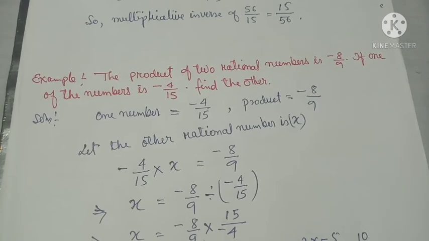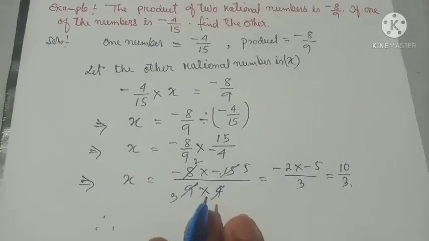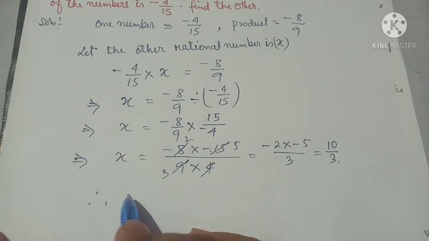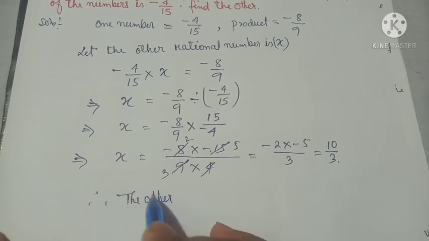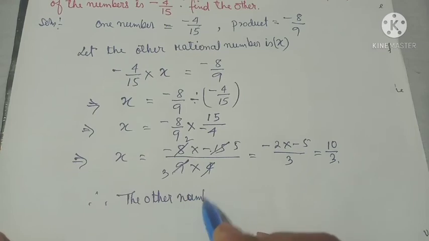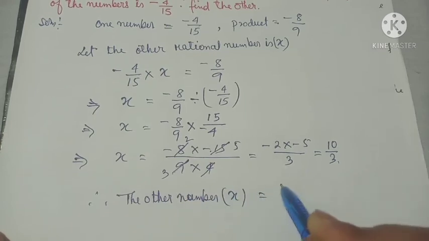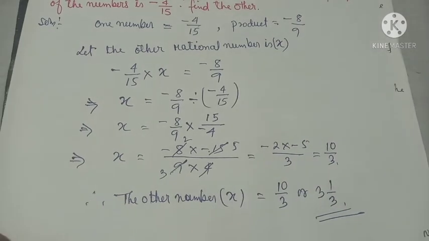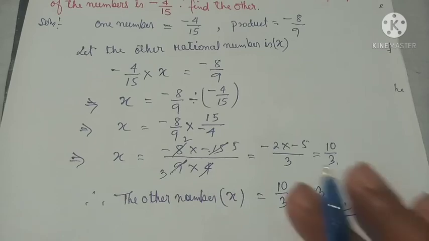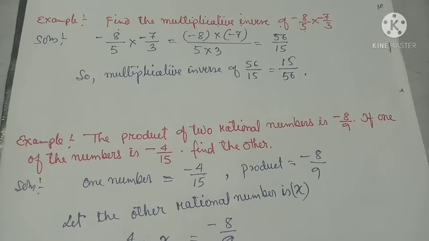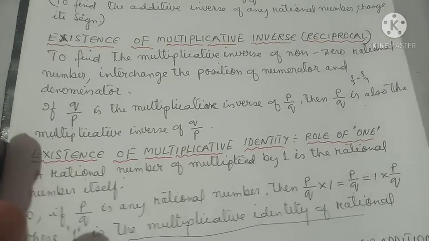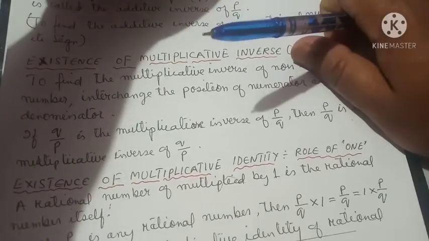The other number, that is x, will be 10 by 3, or 3 whole number 1 by 3. This is the answer for this question. Okay, so students, we have concluded all the properties of rational numbers. Today also we have discussed a few properties of rational numbers.